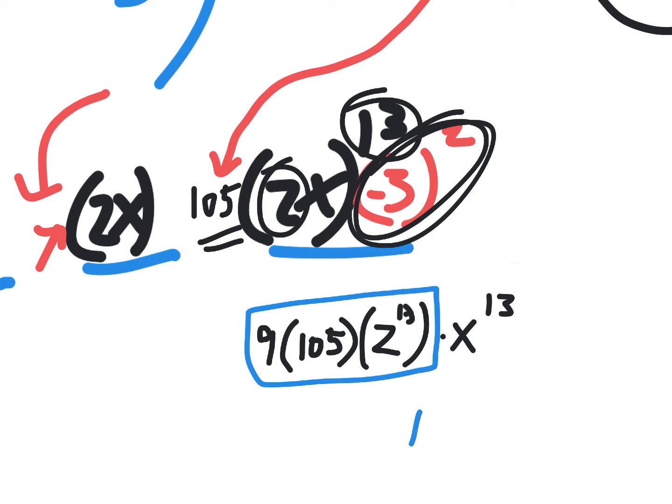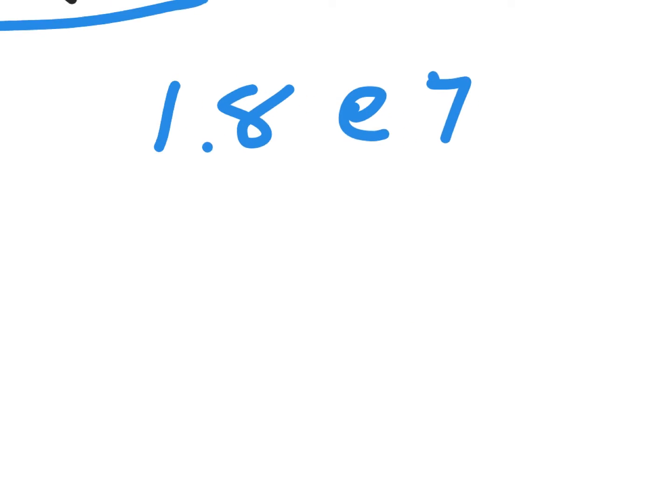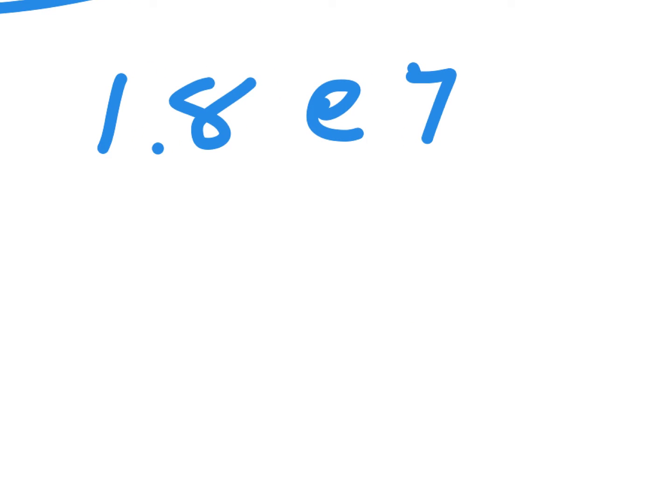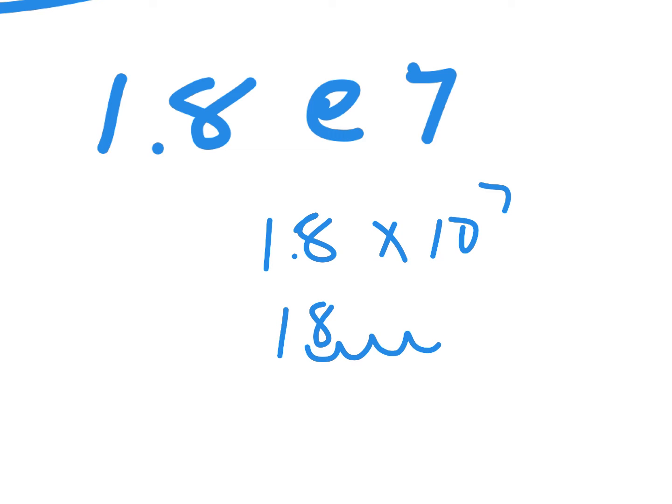In case your calculator ever says this, what does that mean? That comes up as your answer. What does it mean? Well, it's scientific notation. And so 1.8 times 10 to the 7th is what that means. And that's 1, 8, and then you got 1, 2, 3, 4, a whole bunch of zeros after it. Okay, so it's a really big number.